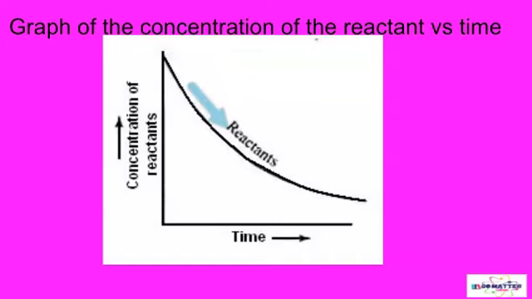As the reaction proceeds, the concentration of the reactant decreases. As a result, the reaction rate also decreases. Ultimately, the reaction runs to completion as one of the reactants runs to completion. That is the limiting agent.